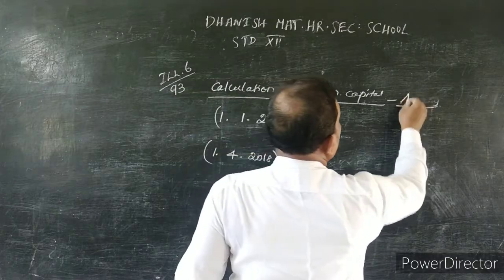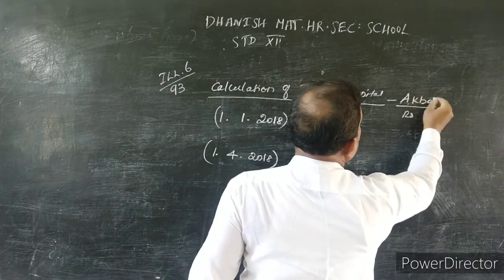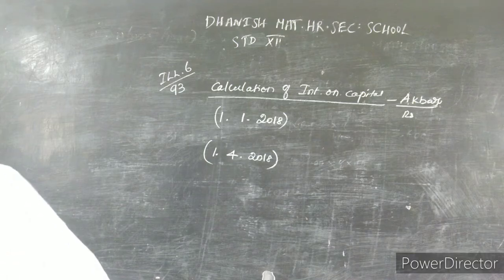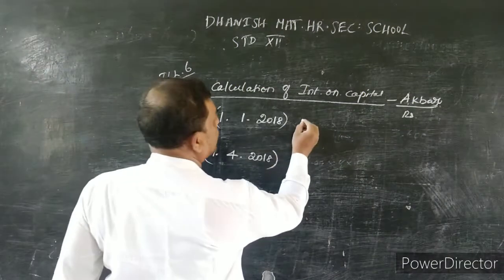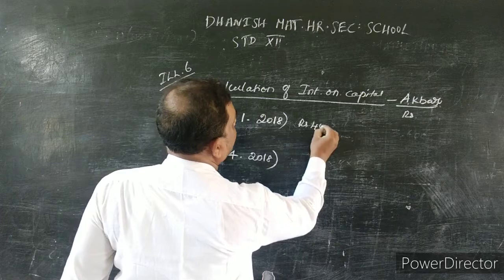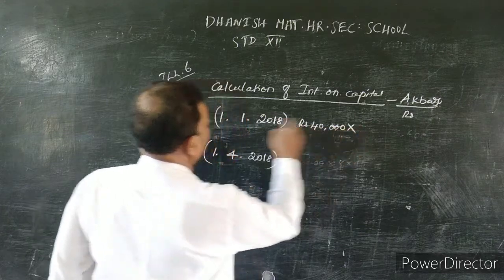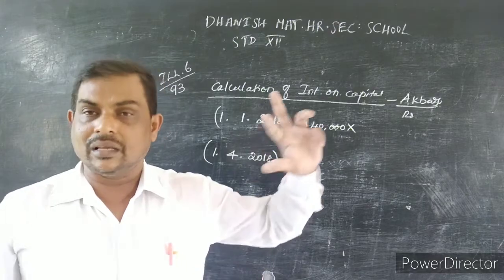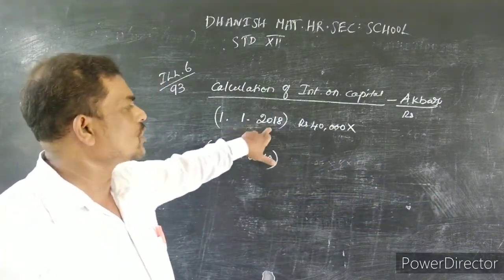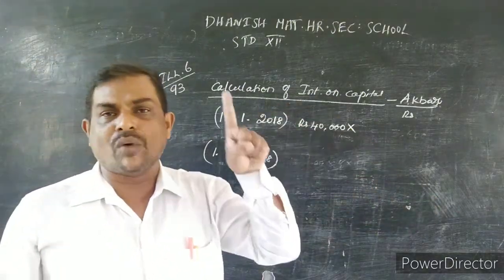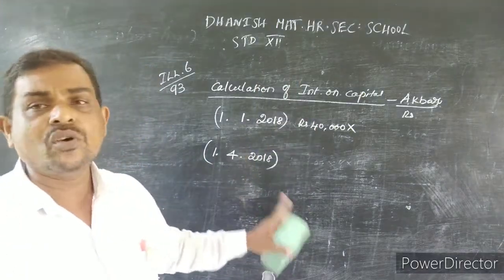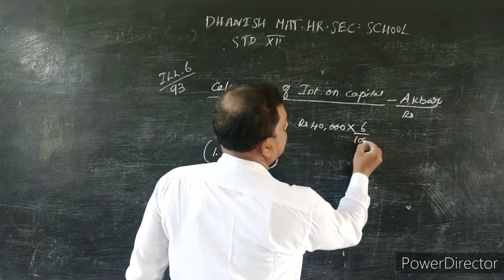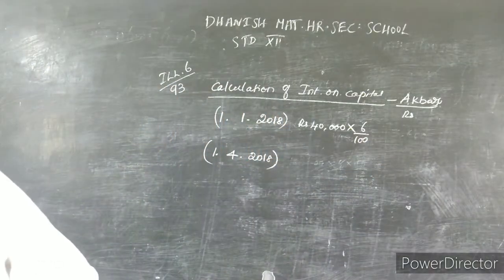So now I am going to calculate the interest on capital to Akbar. On 1/1/2018, Akbar contributed rupees 40,000. So we have to calculate the interest till the end of the year. From 1/1/2018 to 31st December means 1 year fully completed. So we can give full interest, that is 6%. Full year interest 6% will be given.